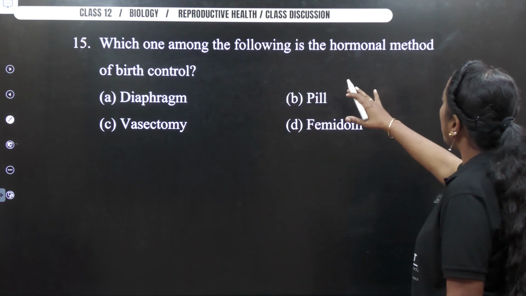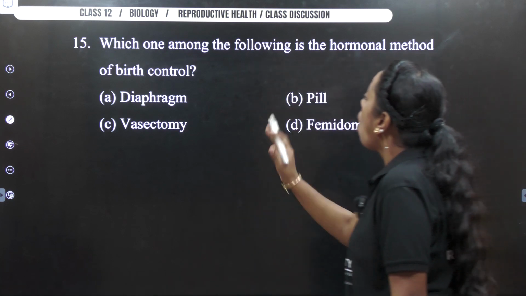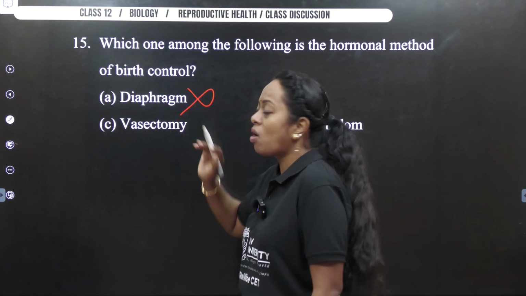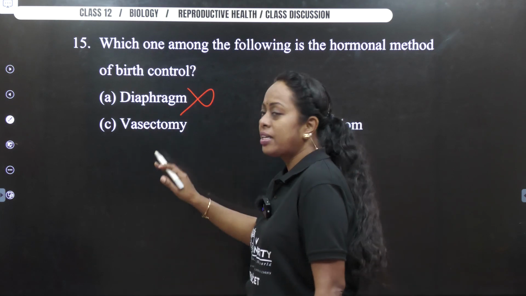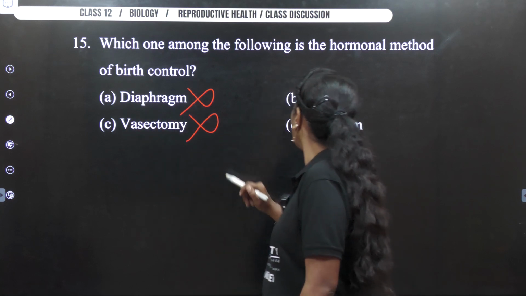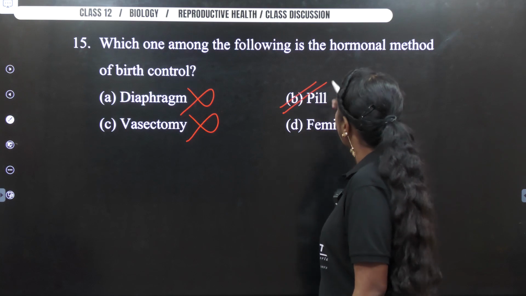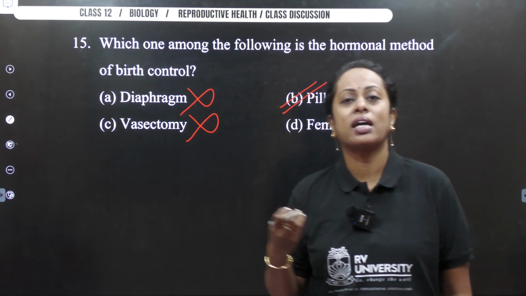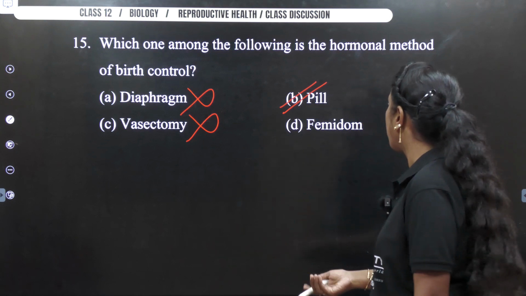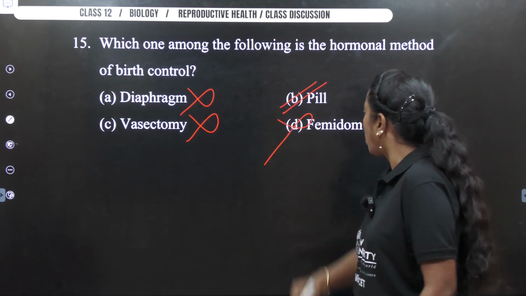Which among the following is hormonal method of birth control? So now see the options. Definitely diaphragm does not include hormone. Vasectomy is cutting of vas deferens and knotting it. It does not involve hormone. In case of pill, I am marking the answer because pills are created using sex hormones, estrogen and progesterone. And option D does not include.